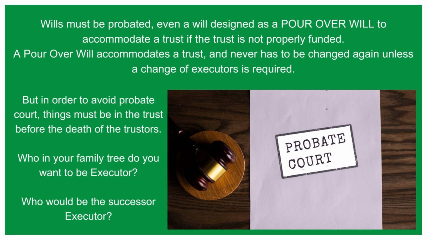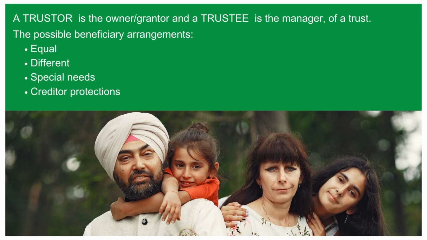Wills must be probated. Even a will designed as a pour-over will to accommodate a trust if the trust is not properly funded. A pour-over will accommodates a trust and never has to be changed again unless a change of executors is required. But in order to avoid probate court, things must be in the trust before the death of the trustors. Who in your family tree do you want to be executor? Who would be the successor executor? A trustor is the owner, grantor, and a trustee is the manager of a trust. The possible beneficiary arrangements can be equal, different, special needs, and have creditor protections.